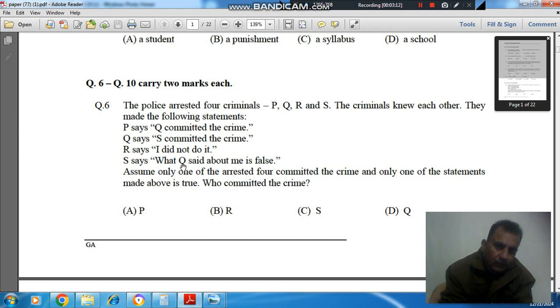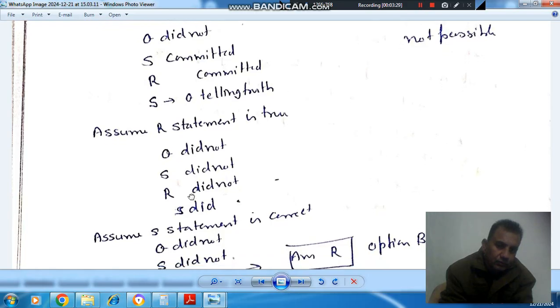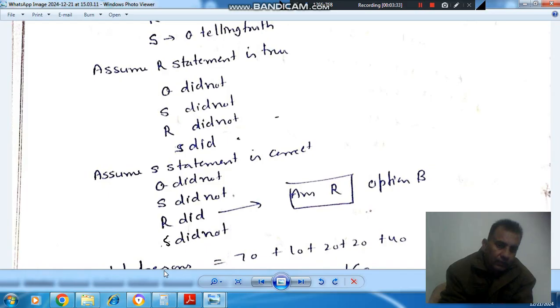and now Q is telling the truth. So there is a conflict again, because we are assuming that Q's statement is true. Now two persons are speaking the truth, Q and R. So that is not possible because only one person is speaking the truth. And now the last one: assume that the statement of S is correct.